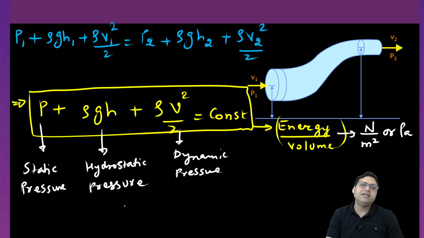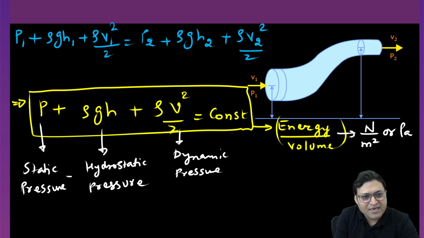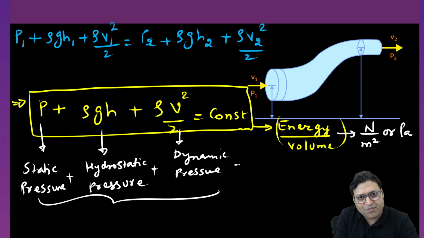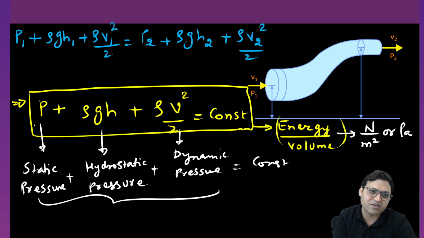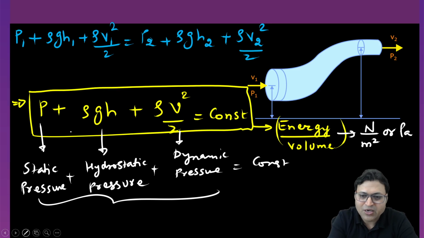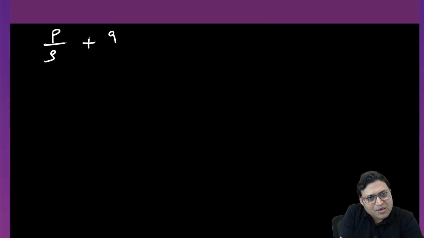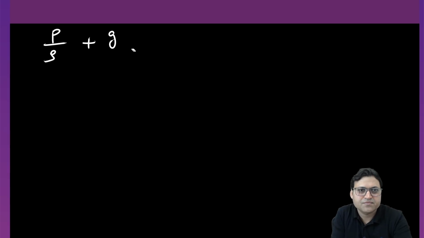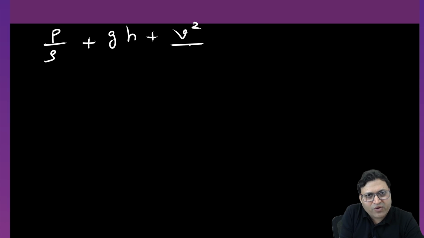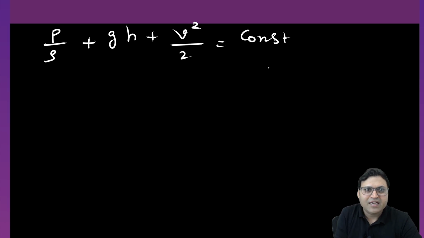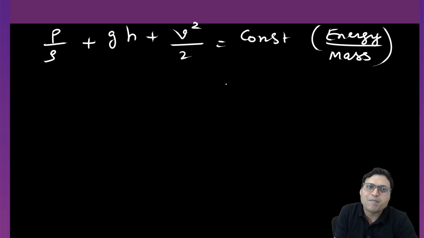The pressure developed due to the velocity of the fluid is called dynamic pressure, and the sum of these three terms always remains constant. If we divide the entire equation by rho, which is a constant because the fluid is incompressible, we will get p by rho plus g h plus v square by 2 remains constant. Here each and every term represents energy per unit mass, that is joule per kg.